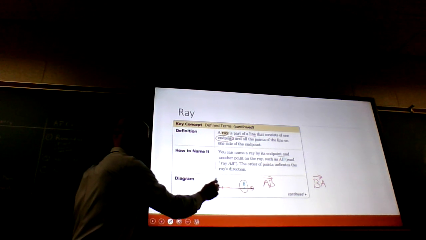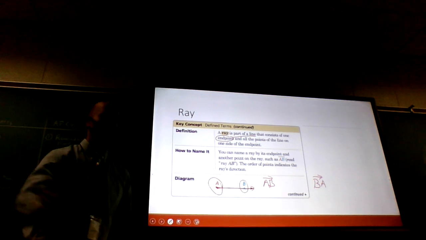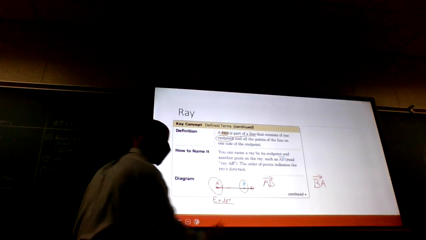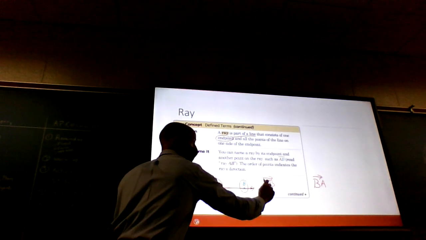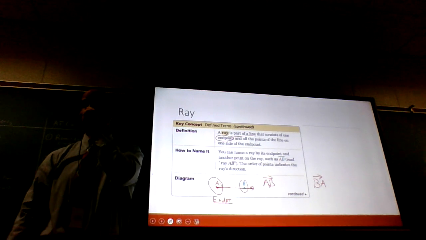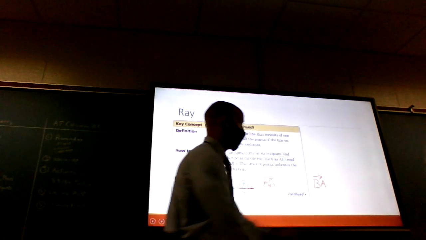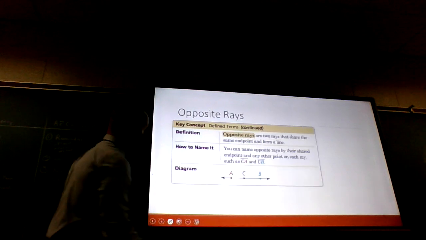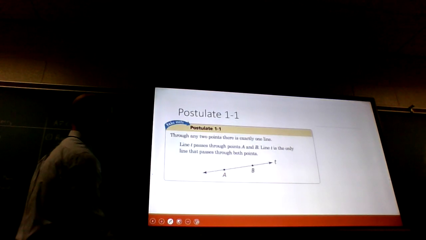Another way to think about it is this: what's this guy over here? That's the endpoint. Or you could call it the starting point if you want to think of it that way. This is where the ray starts, and then this tells you it's going in the direction of B. Does that make sense? So if this was a quiz question and you put this right here, unfortunately, I'm going to have to mark that one wrong. Okay? Opposite rays, I think that's pretty intuitive.